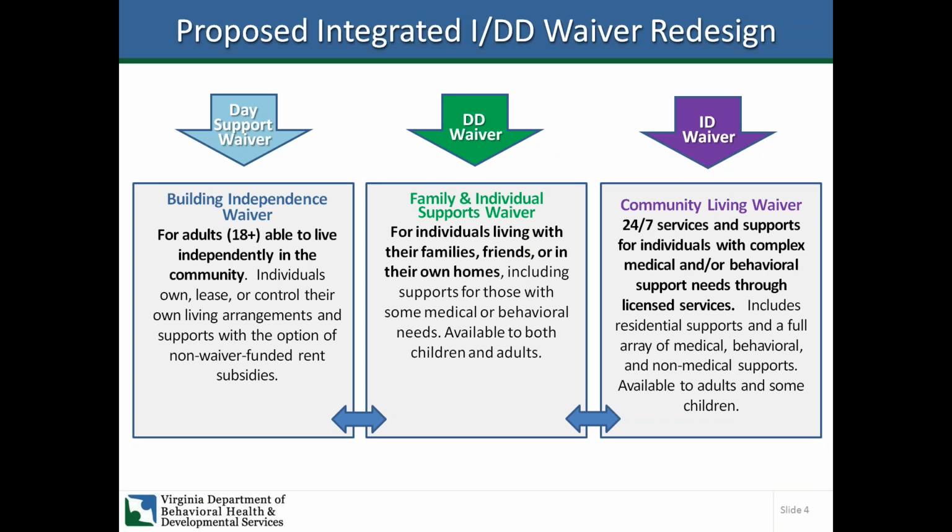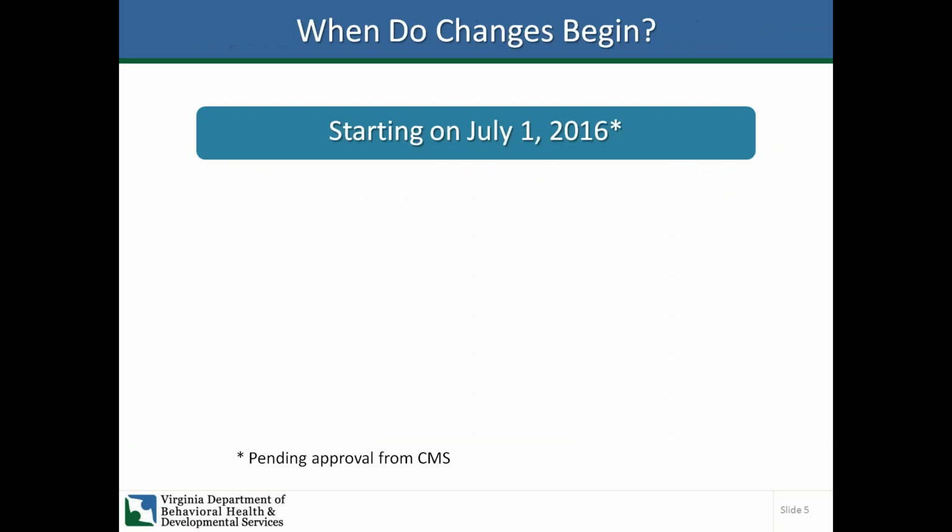The day support waiver will become the building independence waiver, geared towards adults, those who are 18 and older, who are able to live independently in the community. The family and individual support waiver is the successor waiver to the current developmental disabilities waiver. That's primarily for people living with their families, and in some cases their friends or their own home. The ID waiver becomes the community living waiver, and that does offer 24/7 residential services and supports for individuals with complex medical or behavioral support needs.